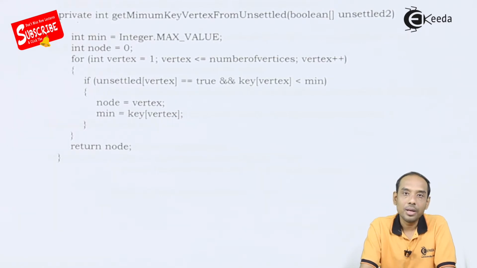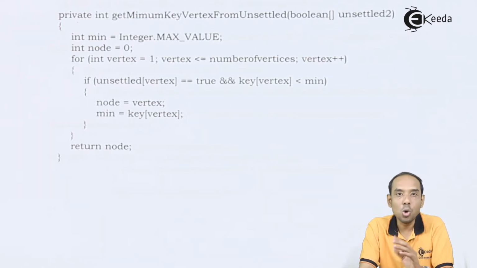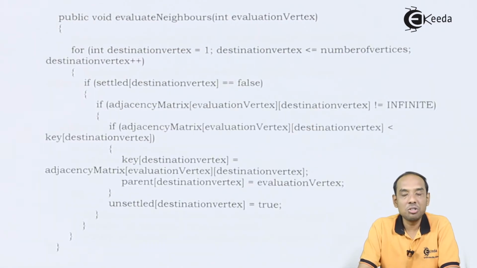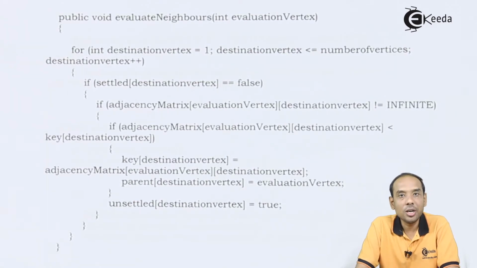Once this is done, then we need to transfer the value of node. That is, we need to return the value of node to the calling function. So we write return node. Once this function is done, we have finished the evaluation of the particular node only. Now we will write the function to evaluate the other set of vertices that we call neighbors. Hence we write the function name as evaluateNeighbors.